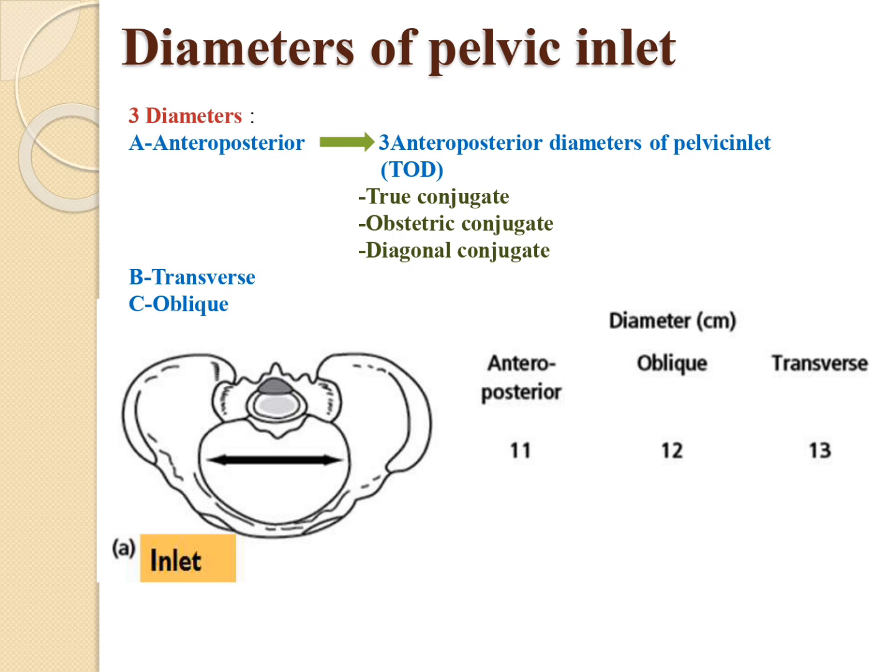This slide shows diameters of pelvic inlet along with their measurements. Anteroposterior diameter, transverse diameter, oblique diameter, as I have already explained in the previous slide. Anteroposterior diameter has three further diameters which are obstetrically important. These three diameters are true conjugate, obstetric conjugate, and diagonal conjugate.